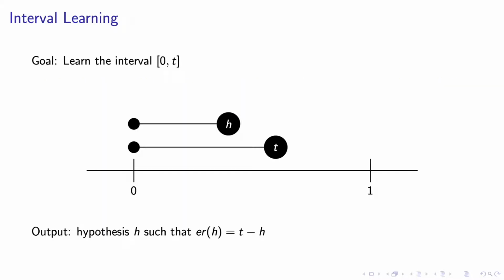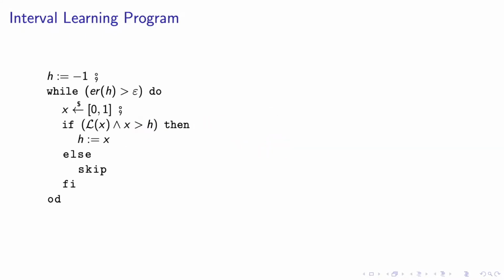Let's start with an example from machine learning. The goal is to learn an interval 0t from examples. The output of the learning algorithm will be a hypothesis h, and the error is simply the gap between t and h. A probabilistic program can learn this concept by looping while the error is larger than epsilon.